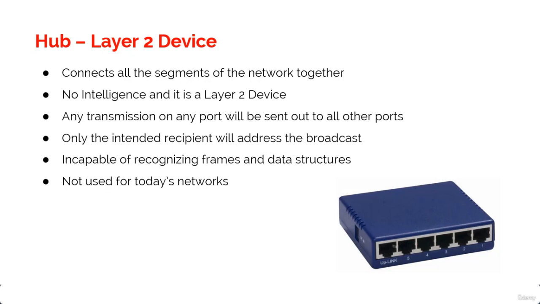So what you need to remember about hub is that hub is a no intelligence device, and it is just used to connect all the network segments together. A broadcast sent out by any device on the hub will be propagated to all the devices connected to it. You have to remember this because this might be asked in a question where you have to tell the difference between a hub and a bridge. So in the next lecture, we'll talk more about bridge.